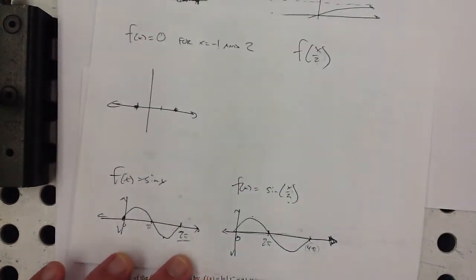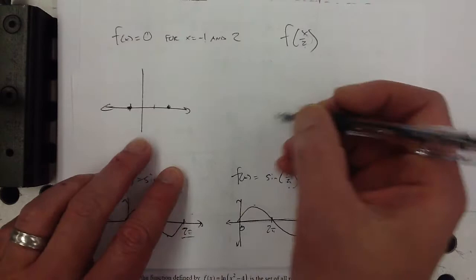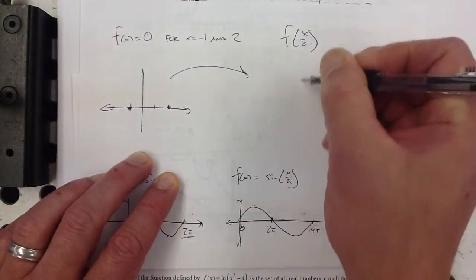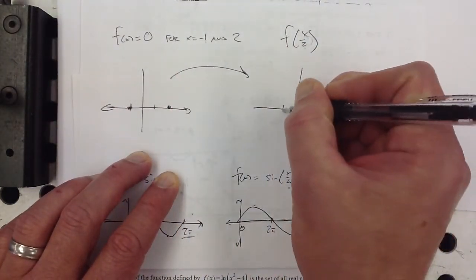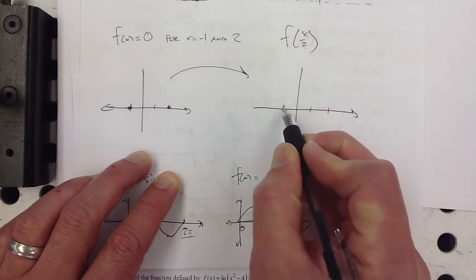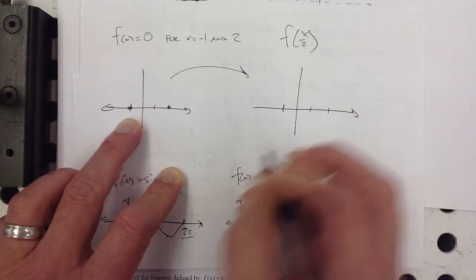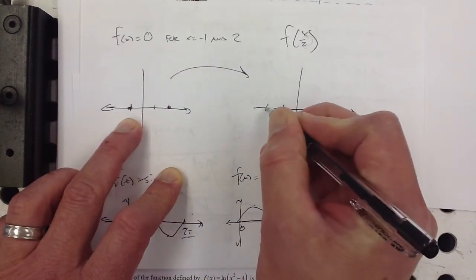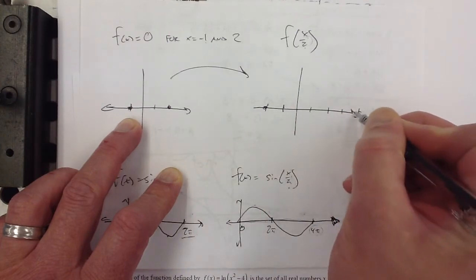So in general, that's what happens. Things get expanded. So when we divide by 2 here, instead of negative 1 and 2, we get stretched out to negative 2 and 4.